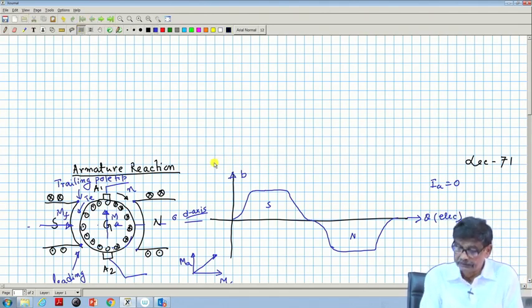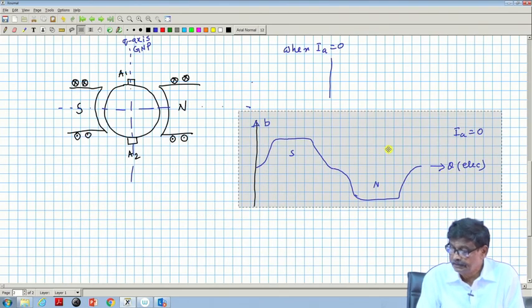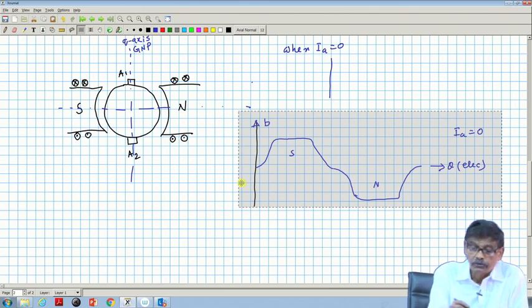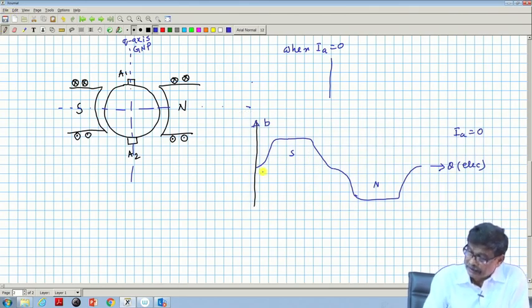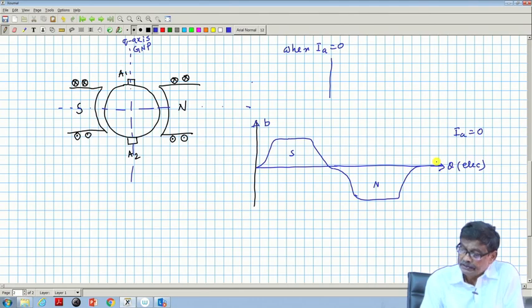So, this is your B distribution. In this case, this is the line along which theta is measured, and what is the d axis? The d axis is the middle of this: 0, pi, 2 pi or 360 degrees electrical.